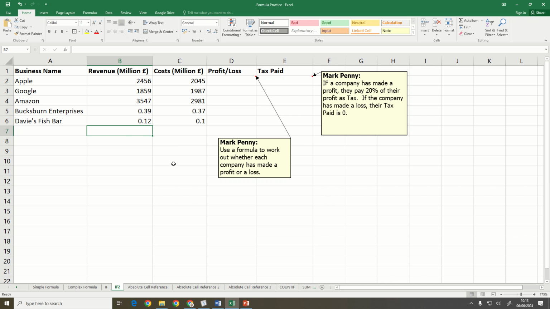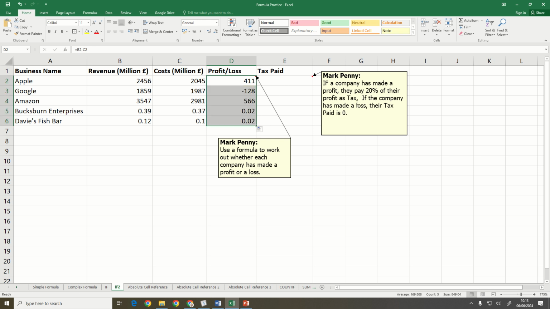The next part of the question might look something like this. This is maybe more similar to what you would get asked in an assignment. We have to work out a calculation first. So we'd use a simple calculation here to do a takeaway: a revenue, take away a cost, to find out whether the company's made a profit or a loss. Nice simple statement, we just use equals and then we click B2, take away C2, and that gives us our profit or loss. And we can replicate that down.